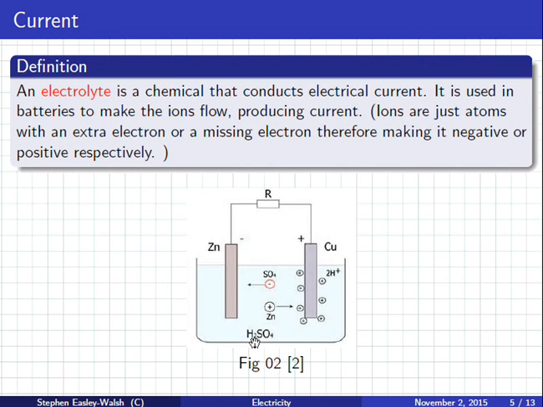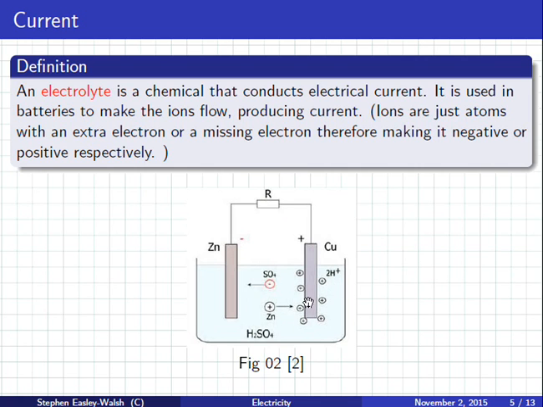You don't need to use solid metal to have a charge moving. You can actually use some liquids. For example, I think if you just add salt to water, you could have a current in this, you could have a charge moving in this. So anyways, an electrolyte is a chemical that conducts current. It's usually used in batteries to make ions flow.